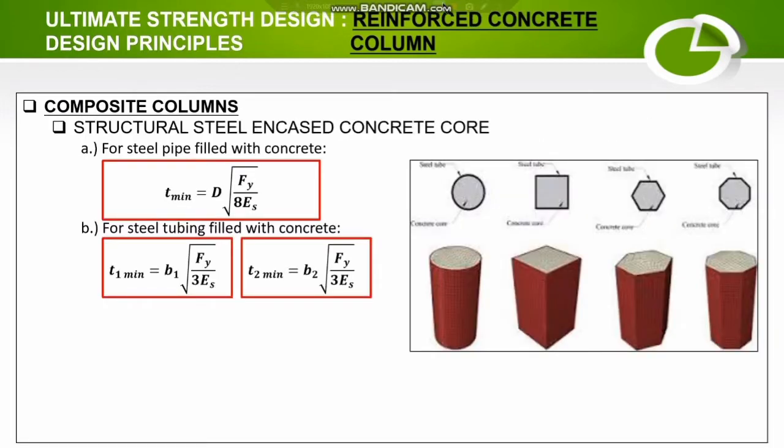A structural steel encased concrete core is an example of a composite column. It is categorized into two. First, for steel pipe filled with concrete, t minimum is equal to D times the square root of Fy over 8Es. And second, for steel tubing filled with concrete, t1 minimum is equal to b1 times the square root of Fy over 3Es, and t2 minimum is equal to b2 times the square root of Fy over 3Es. So this diagram is an example of a structural steel encased concrete core with different types of cross sections.